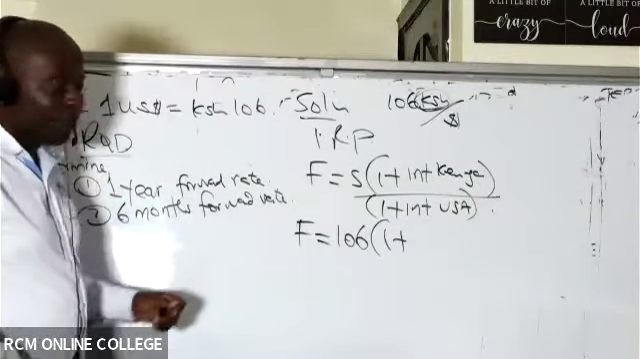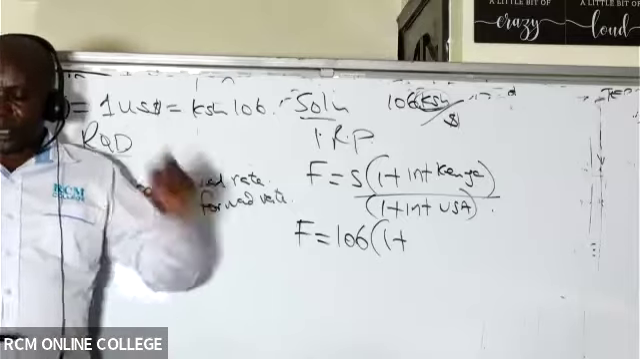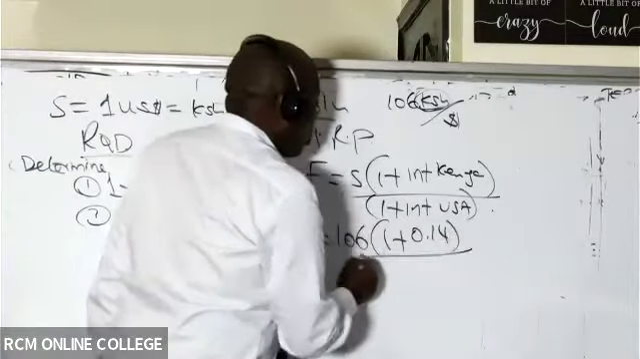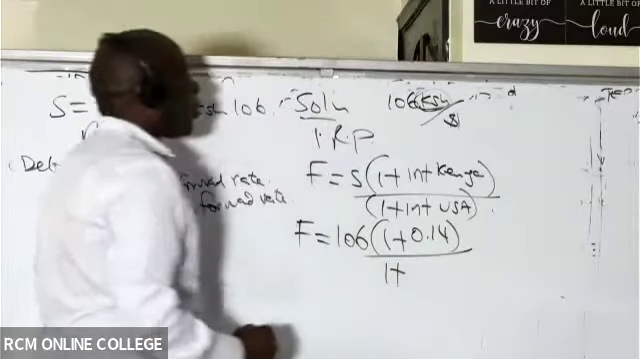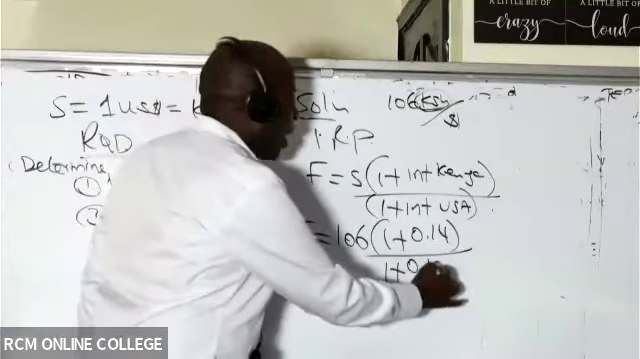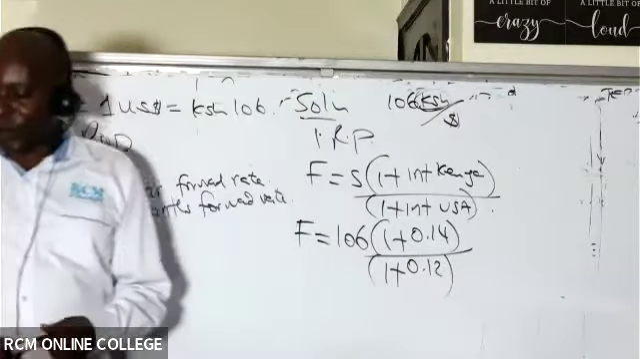What was the interest rate in Kenya? 0.14. Thank you very much. So 0.14, all over 1 plus the interest rate in the USA, which I remember was 0.12. So could you give me this forward rate?